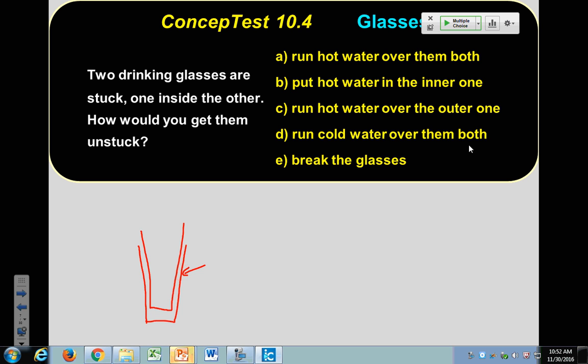There's another way to take them apart. It's not listed here, but there's something else that I could do. I can put cold water on which of them? The inner one, right. If I put cold water on this glass, it causes it to shrink up. Now that doesn't work quite as well. It's not as efficient as putting hot water over the outer one.